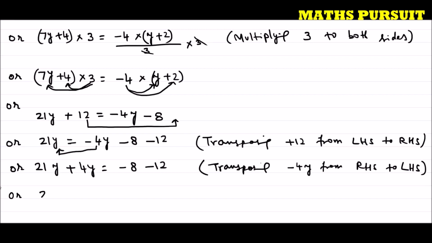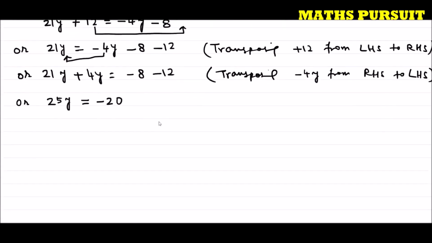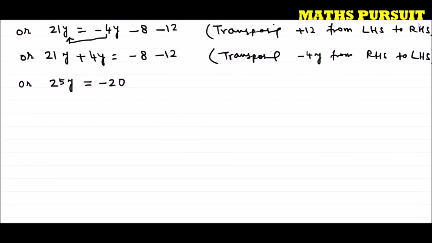Or I can write 25y. How? 21 plus 4 is 25. 25y, 21y plus 4y is 25y, is equal to minus 20. Hope guys I am very clear till here. So what we got here? 25y is equal to minus 20.